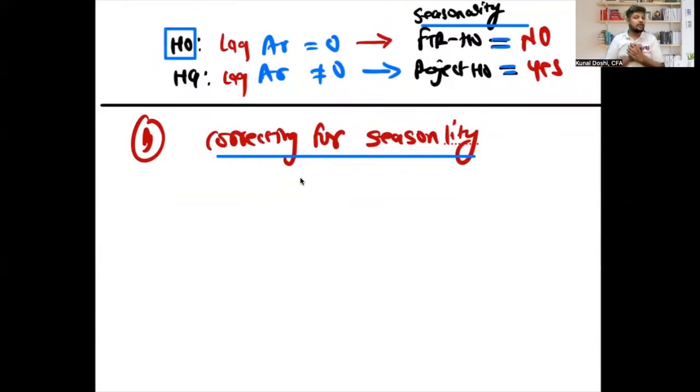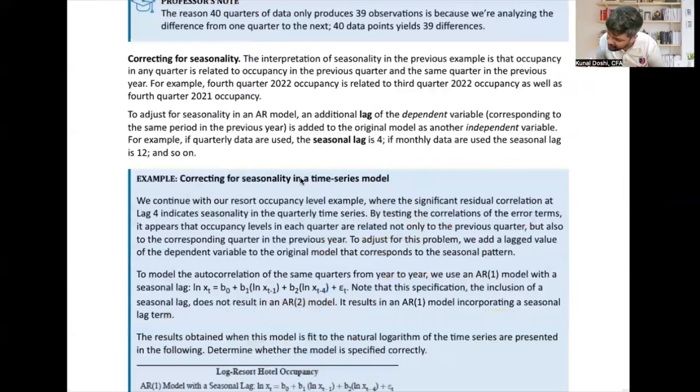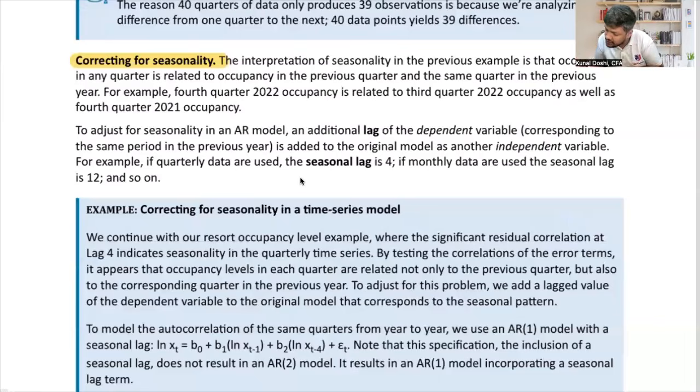Okay. So yes, how are we going to correct for seasonality? Well, the way to correct or adjust for seasonality is when we add into the model one more lag independent variable. So what are we going to do here? Our model will translate. When I say correcting for seasonality, we realize that Q4 was significant. So what is the solution here? To adjust for seasonality in an AR model, an additional lag of the dependent variable is added to the original model.